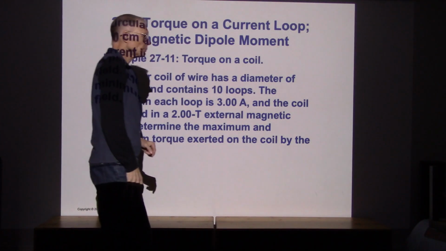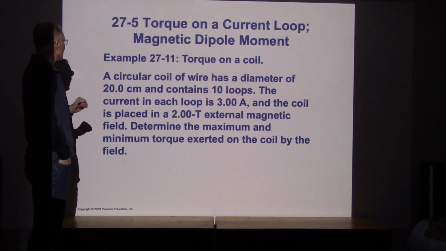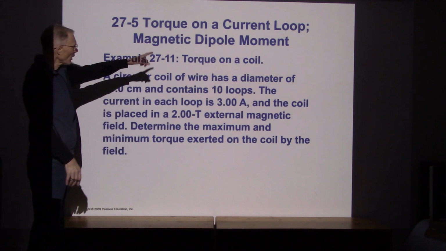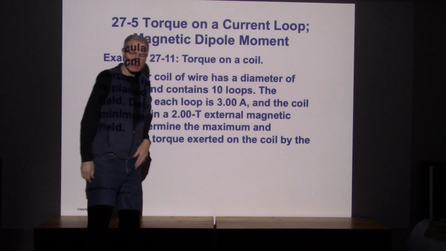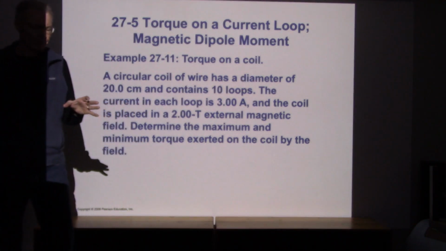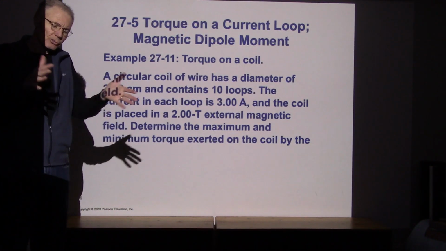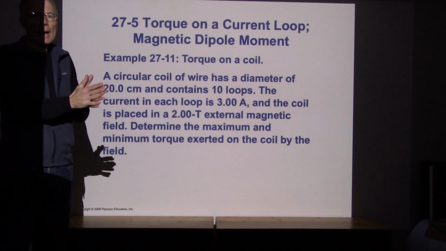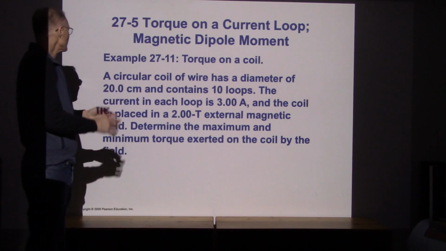So let's try some examples of this. What they're saying here in this example is that we have what they're calling a coil. So they're saying torque on a coil. Now, it's a coil of wire. It's got 10 loops in it, but the loops are so closely compacted, we can treat it as if it's still flat. So it's as if all 10 loops are in the same plane.